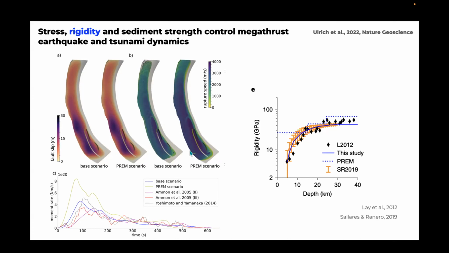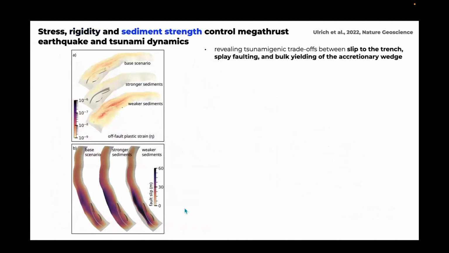However, rupture speed is very different, and also moment release is very different. And also important is that these models can be difficult to distinguish just from looking at them with seismic data. However, they have a large impact on tsunami generation.